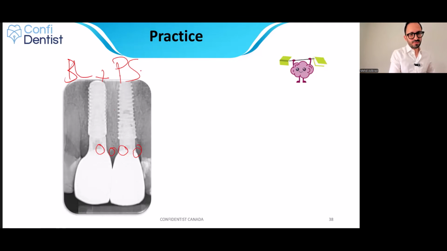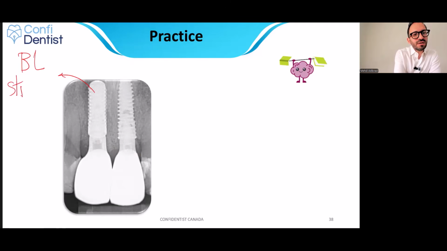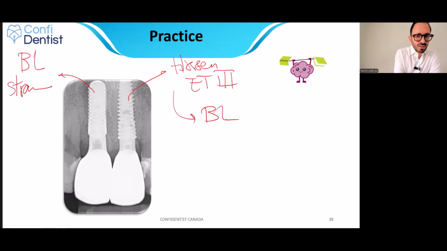What about this? Another case that I placed two different implants. One is bone level Straumann BL. This one is Hiossen ET3, which is a bone level implant. Both of them, they do have platform switching and no evidence of pre-implant bone loss.